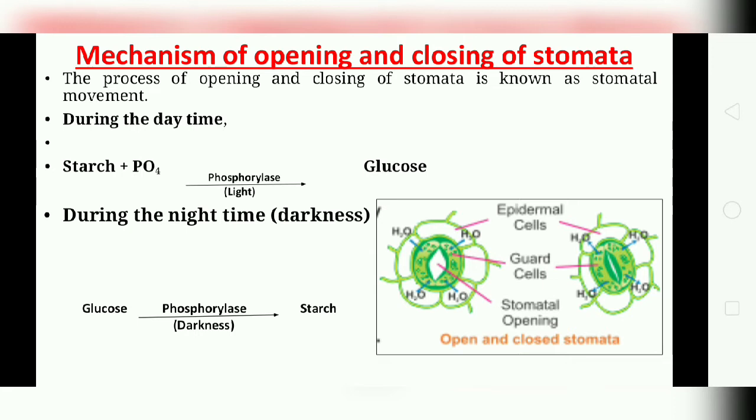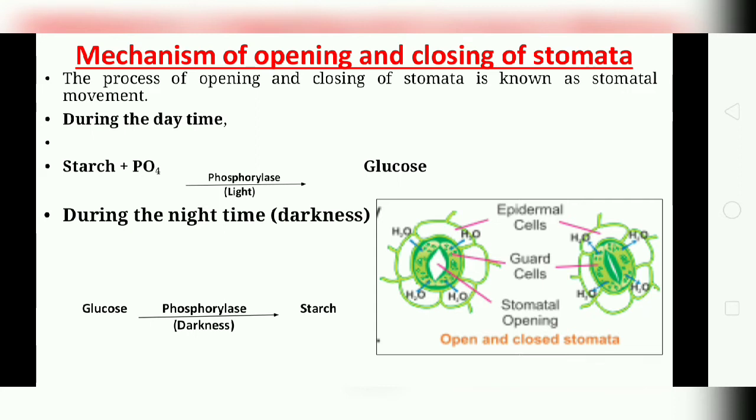In the structure you can see the inner wall is thick and non-elastic, while the outer wall of the stomata is thin and elastic. It contains guard cells. These guard cells contain starch with chloroplast, while the surrounding epidermal cells do not contain starch with chloroplast.